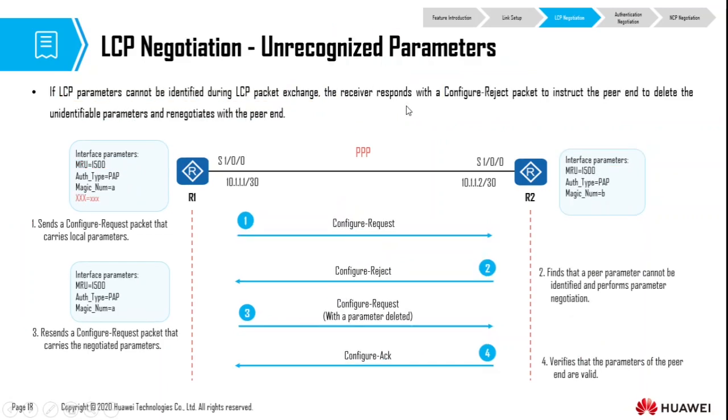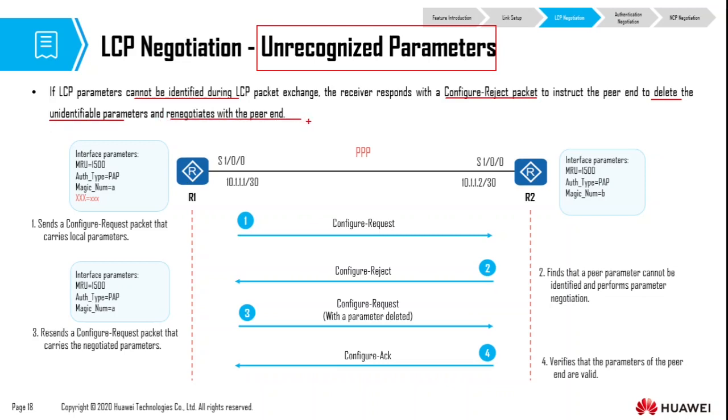Now, other than parameter mismatch, the other situation in LCP negotiation process is what we call unrecognized parameters. So here, if LCP parameters cannot be identified during LCP packet exchange, the receiver responds with a configure reject packet to instruct the peer end to delete the unidentifiable parameters and renegotiate with the peer end.